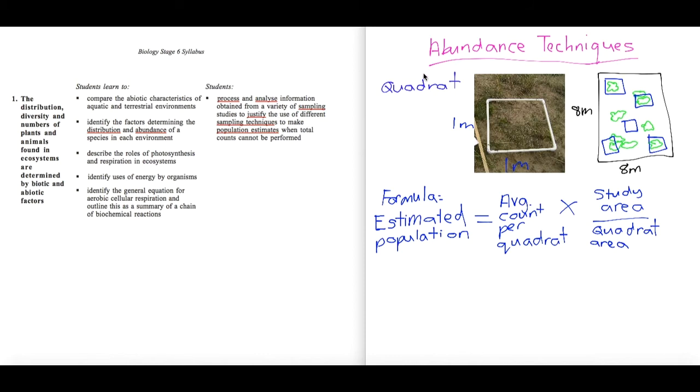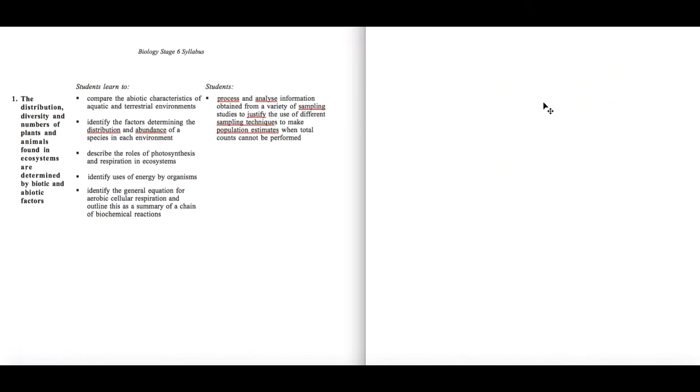Now, there are some limitations to using quadrats. They can't be used for organisms that are constantly moving around. They're mostly effective for counting the abundance of plants and organisms that are immobile.